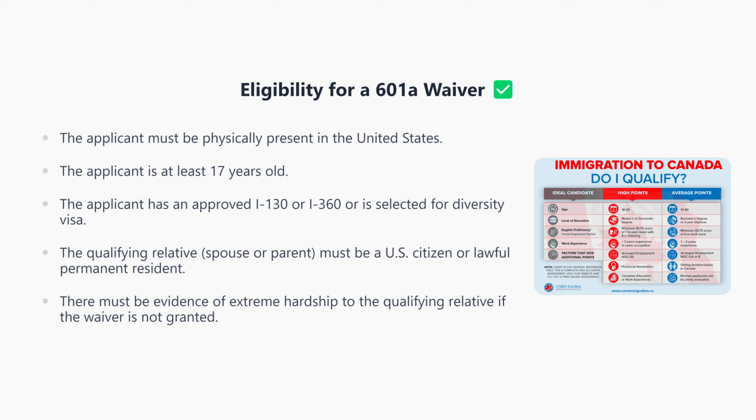Now let's cover the eligibility criteria. The applicant must be physically present in the United States at the time of filing the application. They should be at least 17 years old and have either an approved I-130 or I-360 petition, or be selected for a diversity visa. The qualifying relative, who could be a spouse or parent, must be a U.S. citizen or a lawful permanent resident. It's important to provide evidence showing extreme hardship to these qualifying relatives if the waiver is not granted.